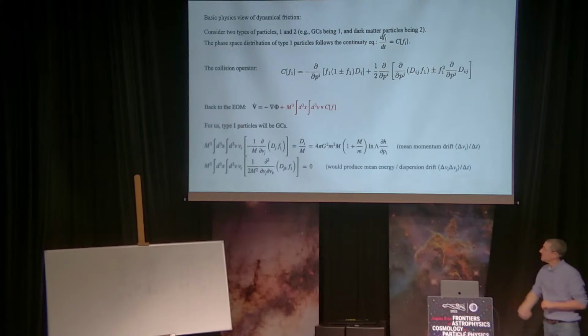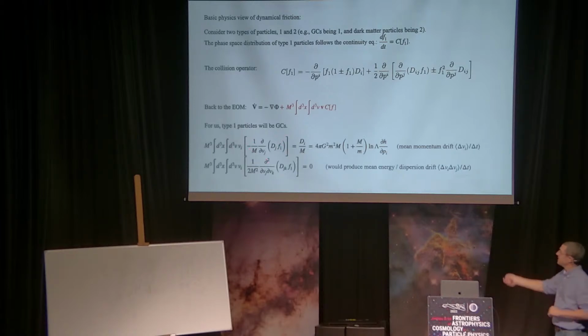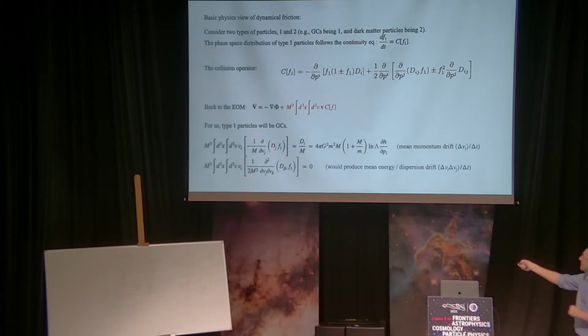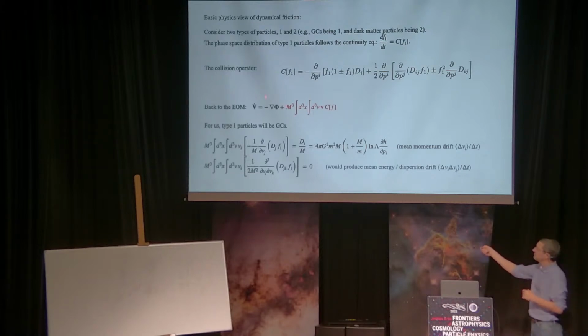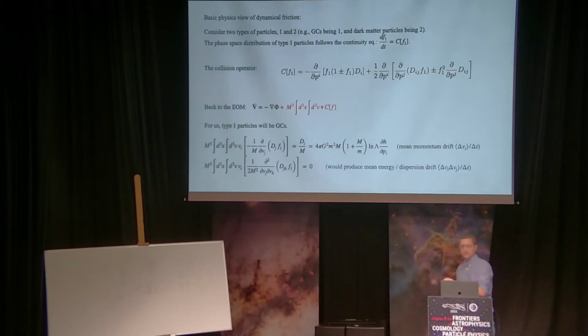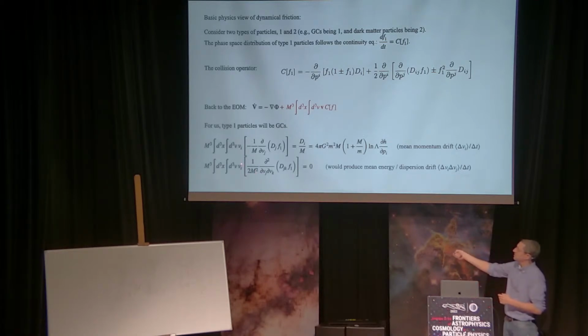Our type 1 particles are globular clusters. You can simply take this integral over what we got before. The integral over this piece, the momentum integral, vanishes. It just doesn't contribute to momentum drift. But the integral over d1, the first diffusion coefficient, doesn't vanish, and it leaves you this factor outside. This is the mean momentum drift. Had I tried to calculate not momentum drift but drift in energy, I would take a second moment, Vi Vj, and then this thing would survive and show energy drift.